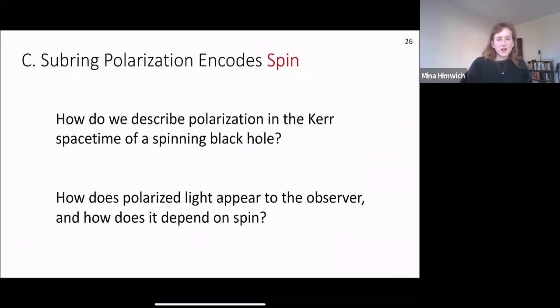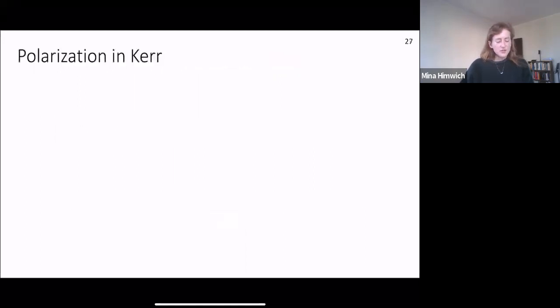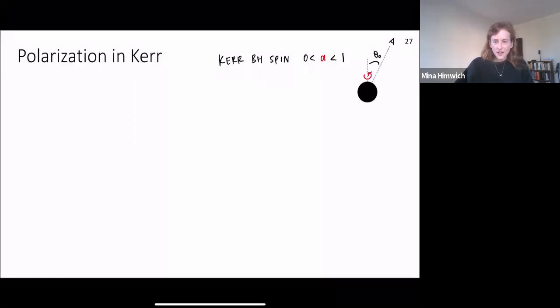And now I'll talk about how the subring polarization encodes spin, which is really interesting, and it'll involve answering the questions of how we describe polarization in the Kerr spacetime, and how polarized light appears to the observer and how it depends on spin. So polarization in Kerr has some very special properties. Just as a reminder, the Kerr black hole spin is labeled by a parameter a that ranges between 0 and 1, and we're going to be observing a black hole at this angle theta_o, for theta observer, relative to the spin axis, which is shown with the red arrow.